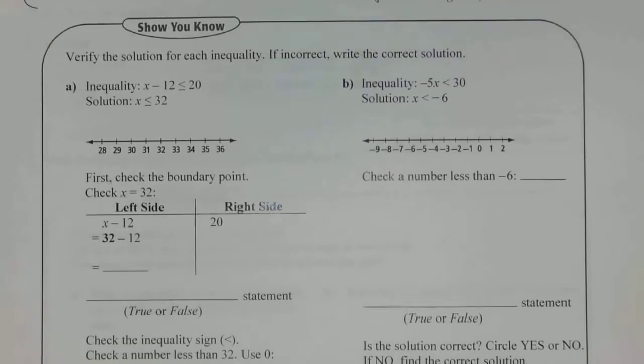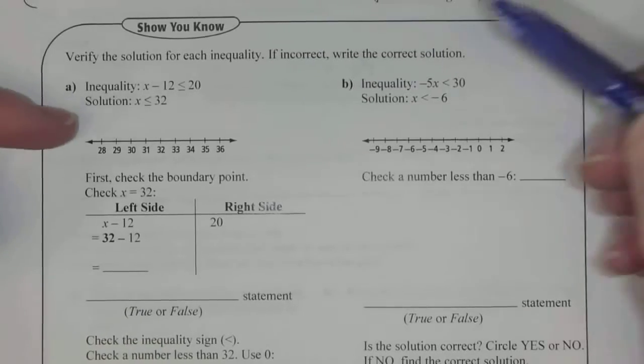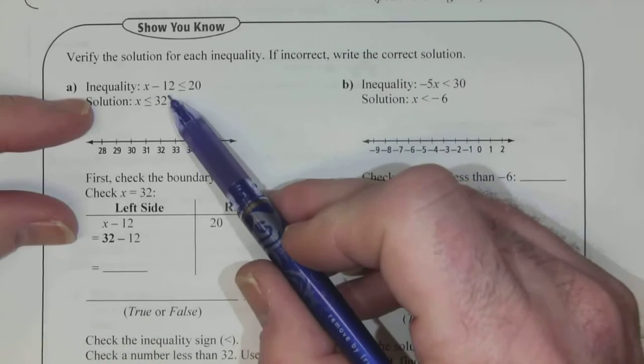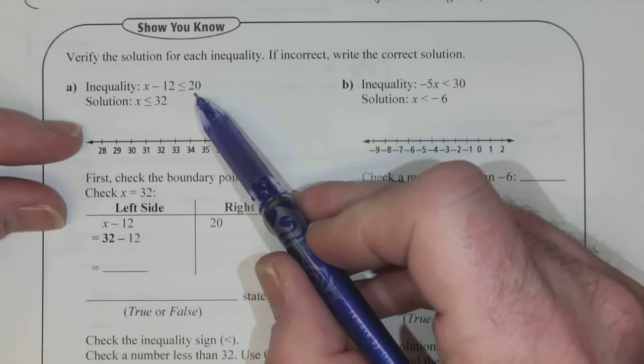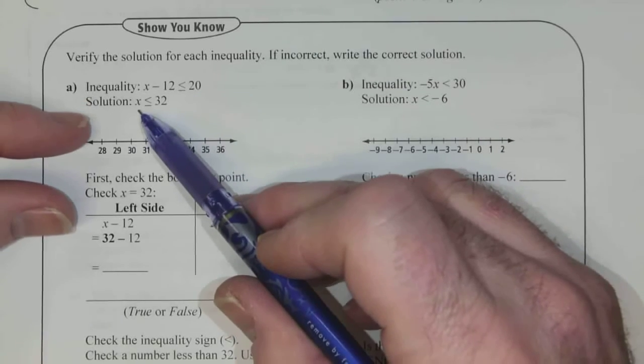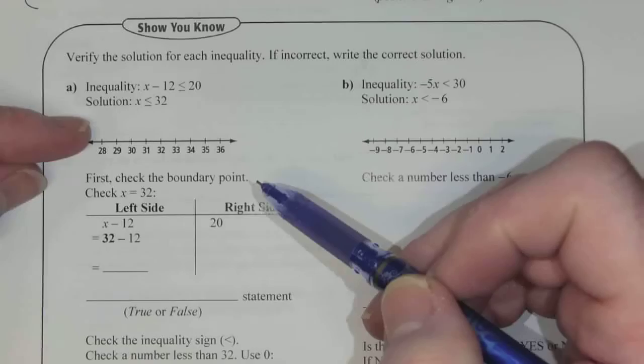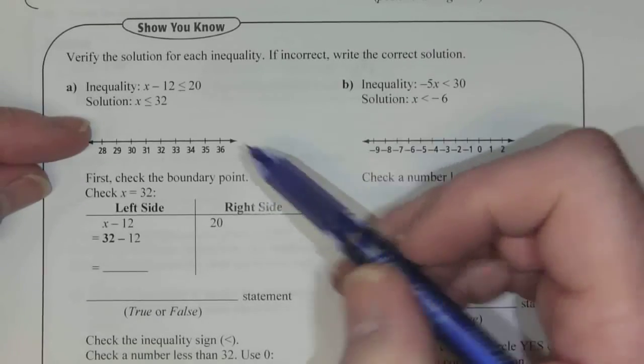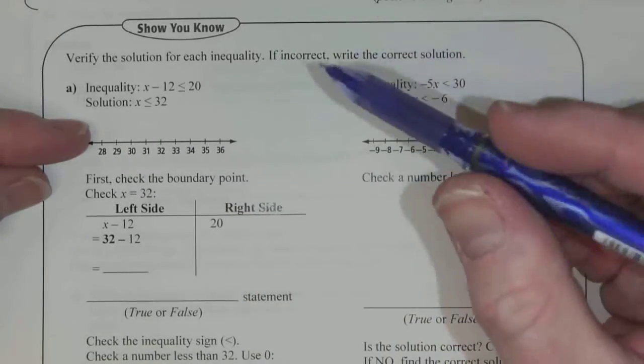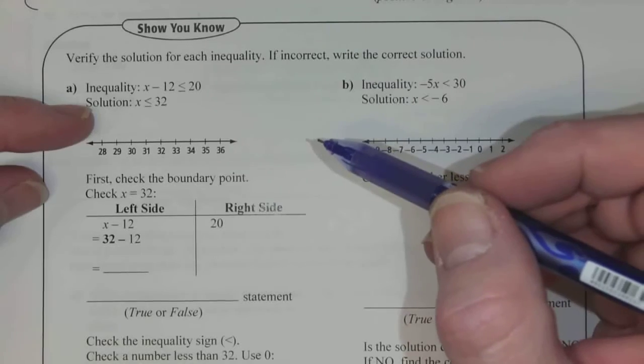Okay, so we're going to verify the solution for each of the inequalities that are given, and if they're incorrect, then we'll write the correct solution. So we've been given x minus 12 is less than or equal to 20, and we've been given a solution that x is less than or equal to 32. So if that's our solution, let's start by checking our boundary point. Let's see if it works.